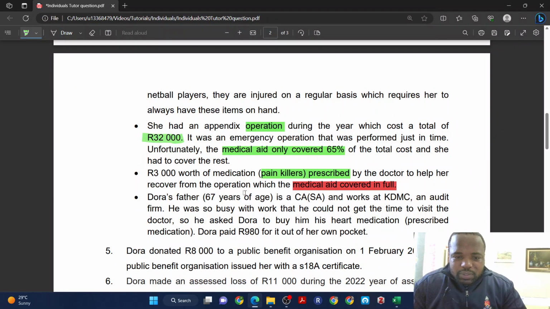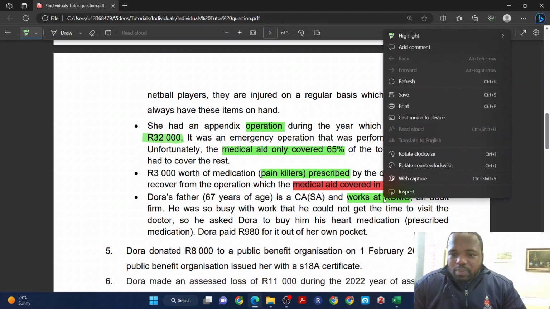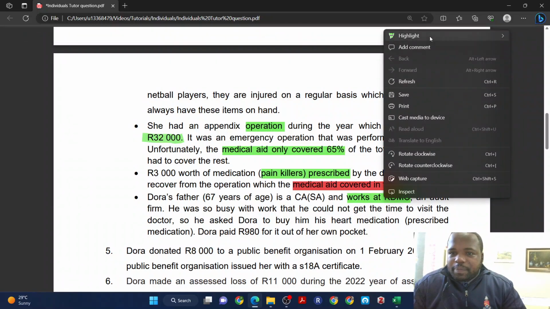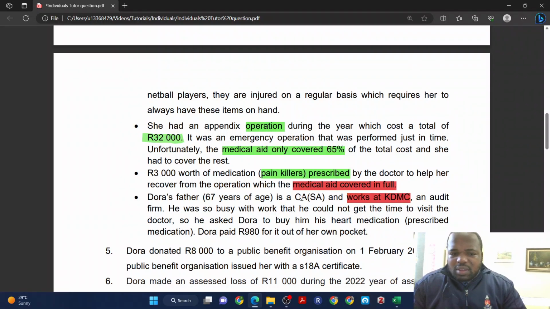Dora's father, who's 67 years of age, is a CA(SA) and works at KPMG, an audit firm. He was so busy with work that he could not get the time to visit the doctor, so he asked Dora to buy his heart medication, prescribed medication. Dora paid 980 rands for it out of her own pocket.